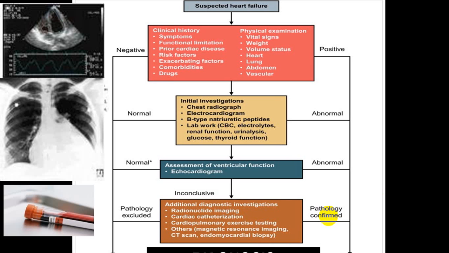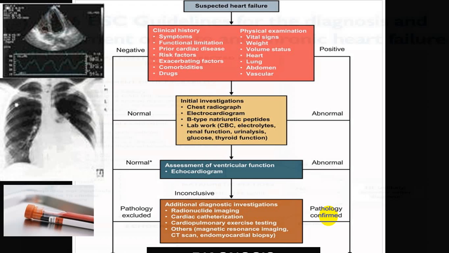And after that you can confirm the diagnosis, what variety, whether it is mild, moderate, severe, it is diastolic, systolic with minimally reduced ejection fraction, or according to NYHA classification or ACC classification ABCD, or according to NYHA grade 1 to grade 4. So you have to put into those groups and you will have to divide that.